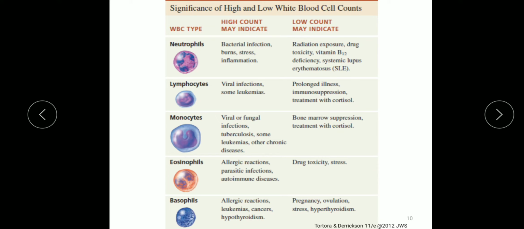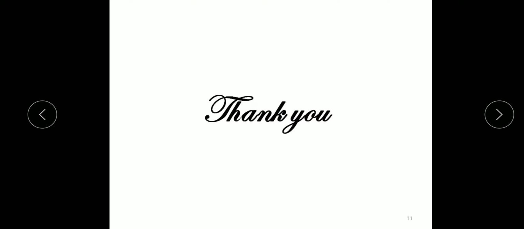Basophils increase in number when there is an allergic reaction or cancer, but the number goes down when there is pregnancy, ovulation or stress. So, this is all about blood components and their functions.